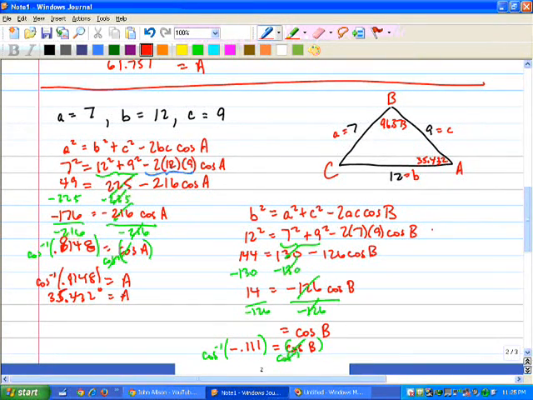Again, once I have two angles inside a triangle, to find a third angle C, all I have to do is 180 minus angle A minus angle B. And angle C is 48.195. And I've solved my triangle.